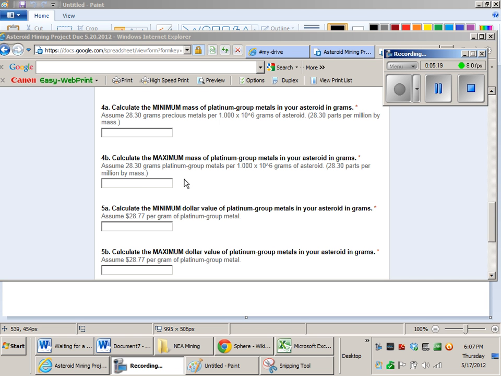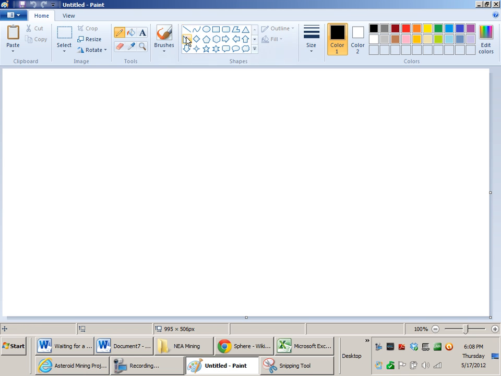So to do that, you would use the unit conversion of 28.3 grams of platinum group, these really expensive precious metals, for every million grams of asteroids. That's 28.3 parts per million. And I know this seems kind of exotic, but it's really just like any other unit conversion you're used to at this point. You'd have, well, first you have to remember what it is.